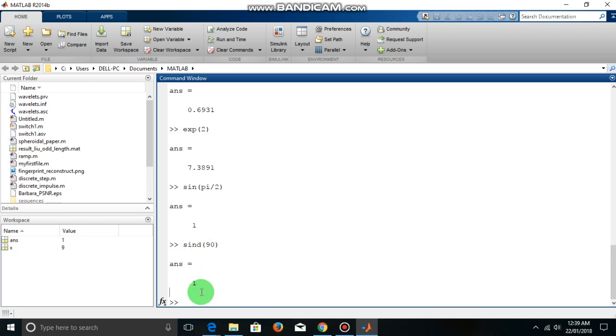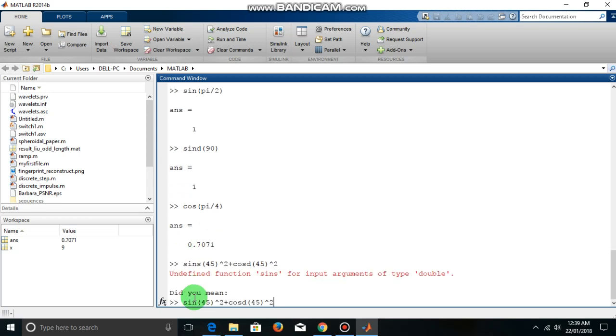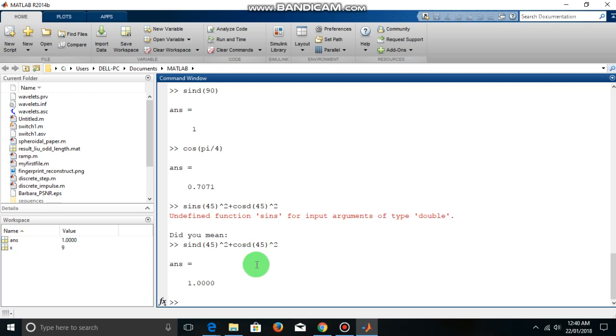Similarly for cos and tan and inverse trigonometric functions, say cos pi by 4, sin 2 theta plus cos 2 theta, and this would be equal to 1. Now there is some mistake. Sorry, this would be sind. And this is 1.